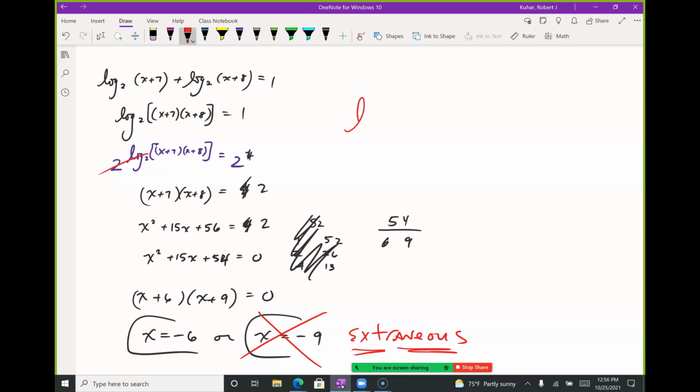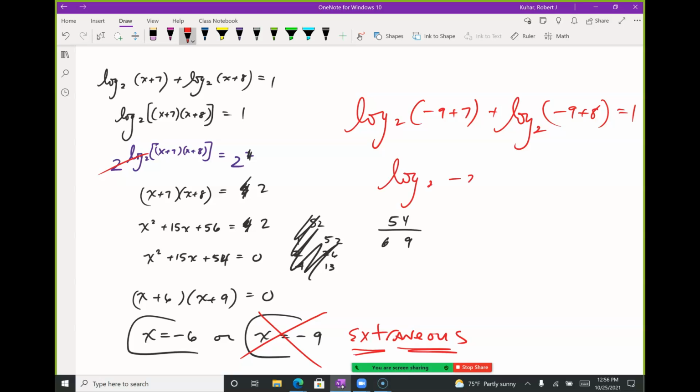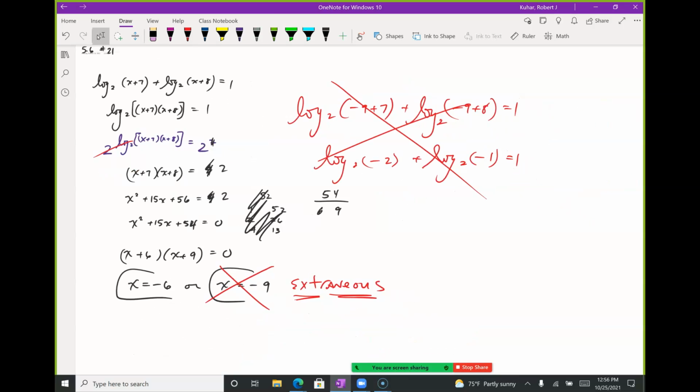If I put that in, log base 2 of negative 9 plus 7, plus log base 2 of negative 9 plus 8, I get the log of two negatives, and I can't. The argument of a log function must be positive. I get log base 2 of negative 2. No good. So I want to make sure I put both my solutions in and make sure they work.